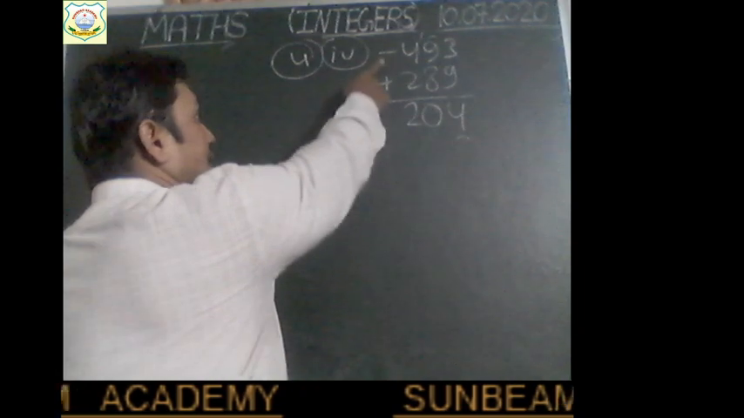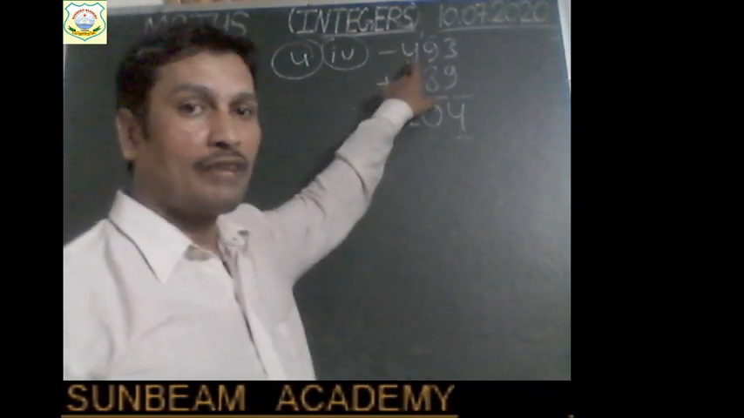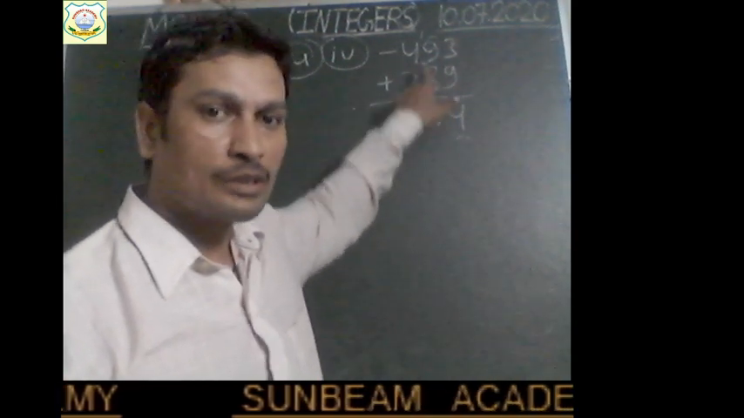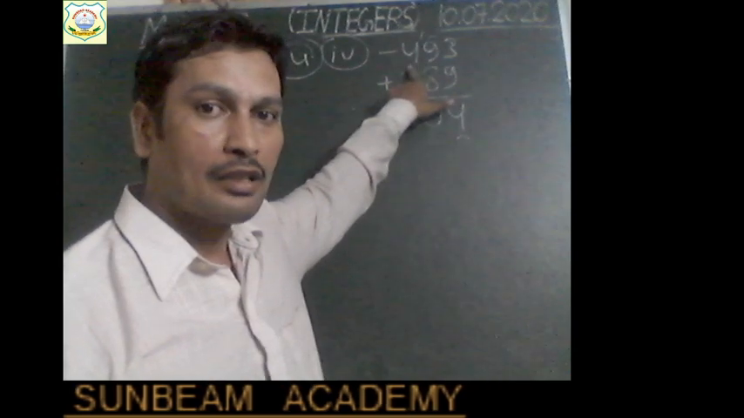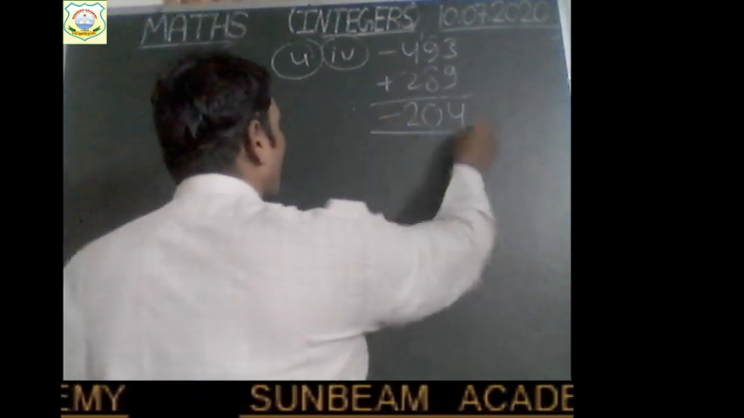So here you can see the negative integer is greater. Okay. So the value 493 is greater than 289. That's why we will use the sign of 493. That is the minus sign. Right? So put here one minus sign.